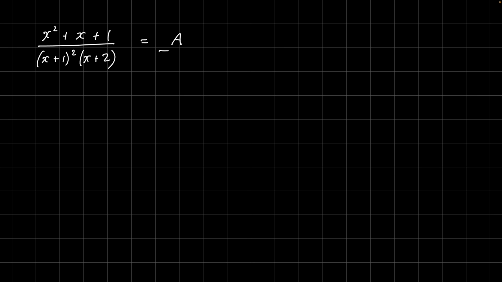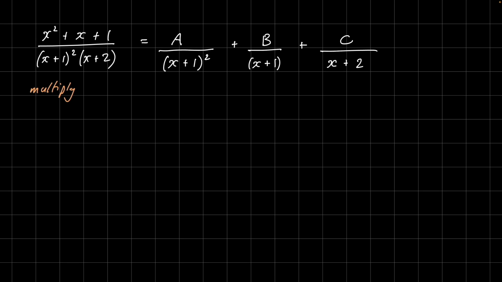A, some unknown constant a, over x plus 1 squared, plus some other constant b, over x plus 1, plus some other constant c, over the other piece, x plus 2. Okay, so remember when you've got a power, like a squared here, we have to introduce a term for every exponent. So I introduced a squared one, and I introduced a power of 1 term. The next step is to multiply out by the denominator on the left-hand side.